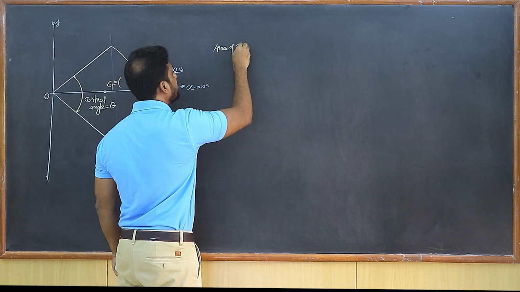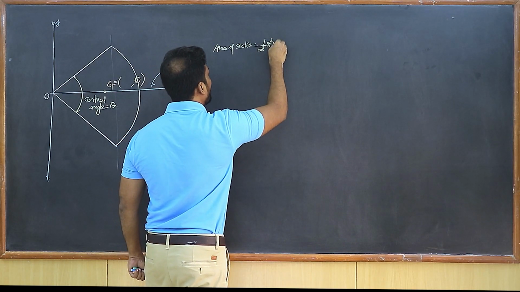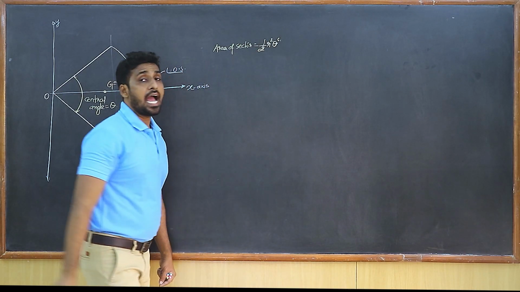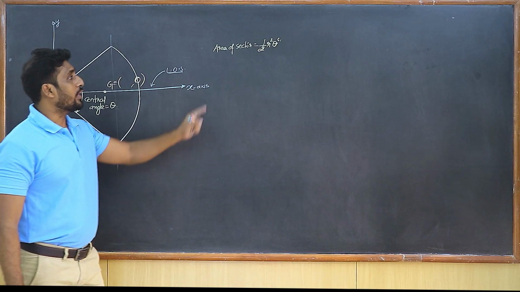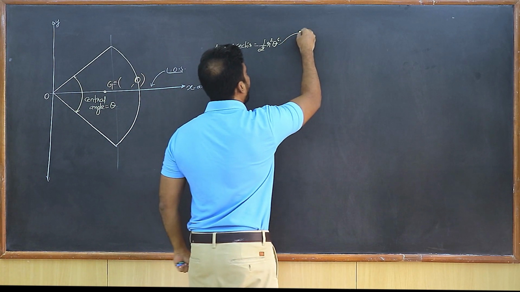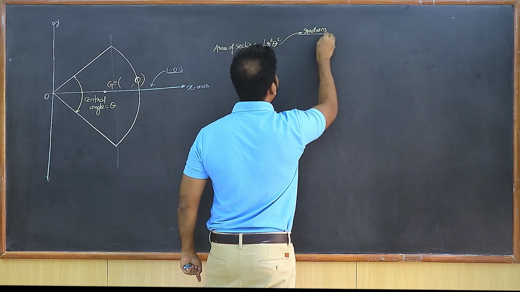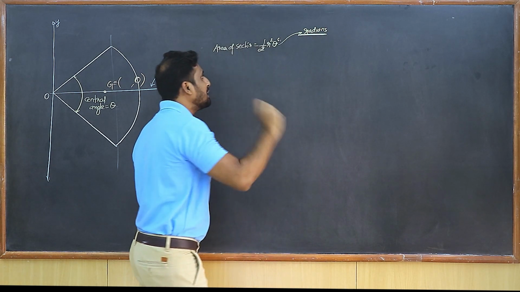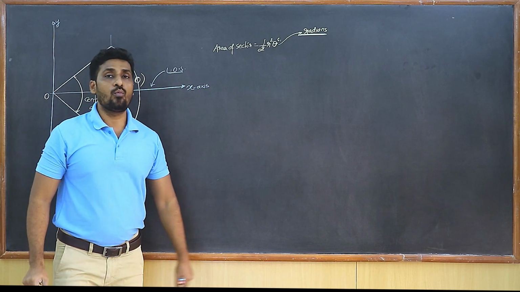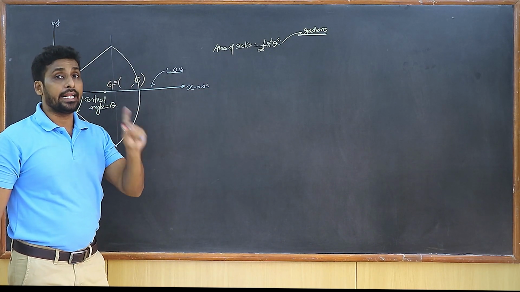Area of a sector is given by half r square theta, where theta has to be in radians. Students, when you're using the formula half r square theta, remember that theta has to be in radians. This is very important. You have to always remember that while using the formula for area of sector, half r square theta, theta must be taken in radians.